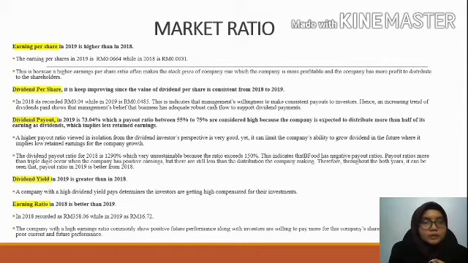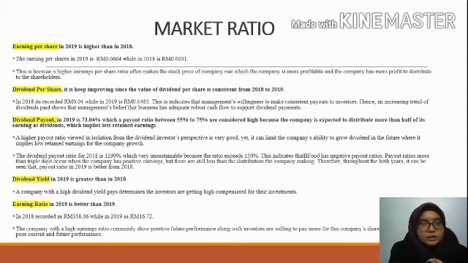The dividend payout in 2019 is 73.04%, and a payout ratio between 55% to 70% is considered high because the company is expected to distribute more than half of its earnings as dividends, which implies less retained earnings. A higher payout ratio viewed in isolation from the dividend investor's perspective is very good. Yet, it can limit the company's ability to grow dividends in the future, as it implies low retained earnings for company growth. The dividend payout ratio for 2018 is 1290%, which is very unsustainable because the ratio is above 150%.